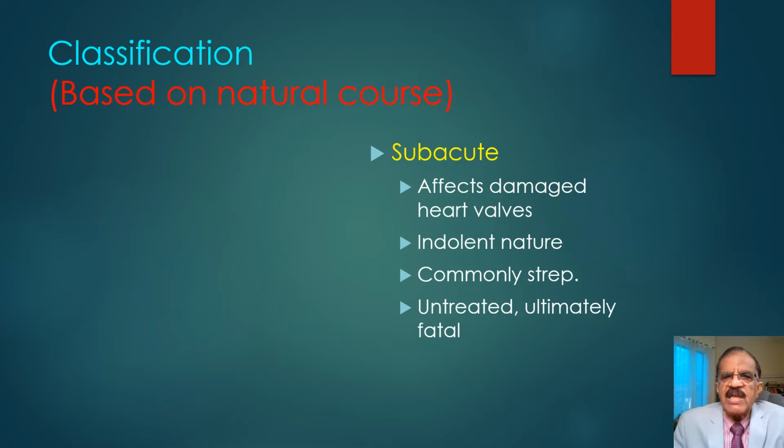Subacute typically affects damaged heart valves, rheumatic heart disease or congenital heart disease, or sometimes prosthetic valves also. And it has got an indolent nature. That means not very acute. It develops gradually over a period of weeks. And the common organism in this situation is streptococci, either Strep viridans or Strep faecalis, because these two organisms are relatively easy to treat as compared to some other organisms. And of course, if not treated, these patients will ultimately die. So this is important. Though the condition is relatively subacute and organisms are relatively easy to treat, if the diagnosis is missed, these patients will ultimately die.